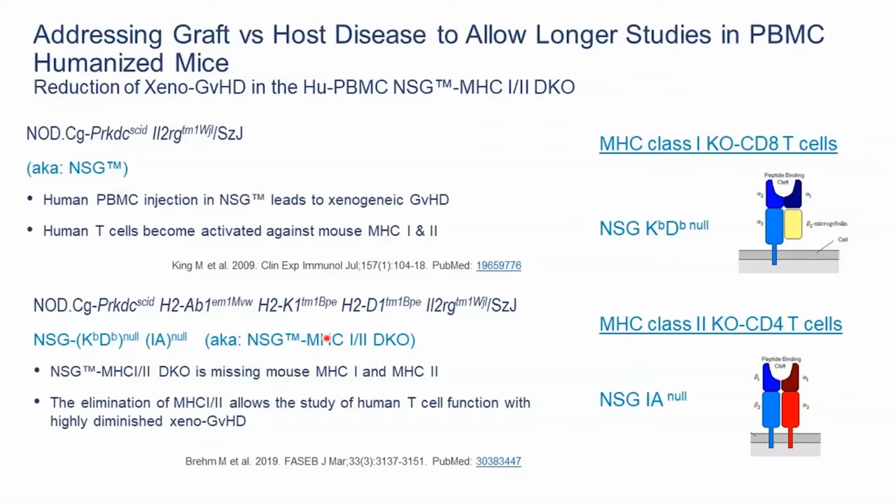And this is the long extended nomenclature because he knocked out the NSG-Kb Db alleles to knock out MHC class 1, which was the alpha 1 and alpha 2 subunits, and then he knocked out NSG-Ia for class 2. So it really has multiple genetic manipulations, but it's a phenotypic knockout for class 1 and class 2, and that's why it's a phenotypic double knockout of class 1 and class 2.